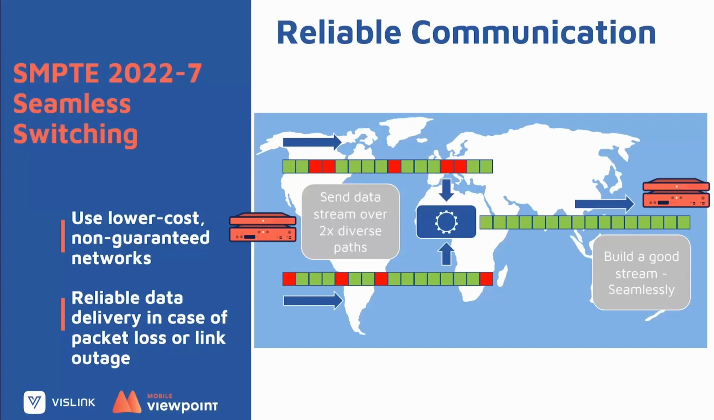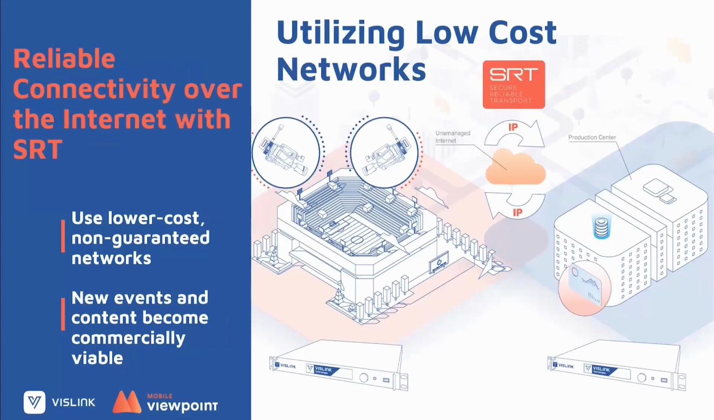Secondly, within a Vislink solution, we're now implementing SRT capability. And this is becoming more important again for moving content maybe from an event back to the broadcast production studio. And with this solution, you can then perhaps use the unmanaged internet. And by using the internet, that enables you to have much lower cost for your links between event and production center. So again, lowest cost maybe opens up new content that wasn't previously affordable to be produced.